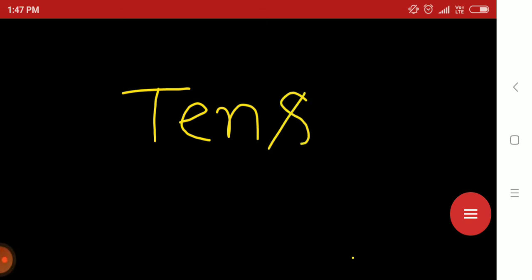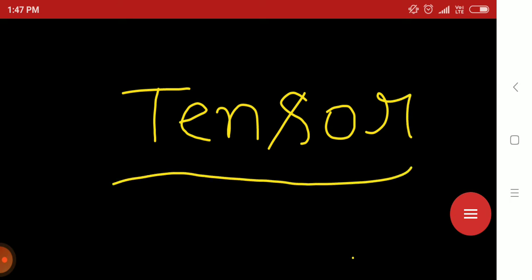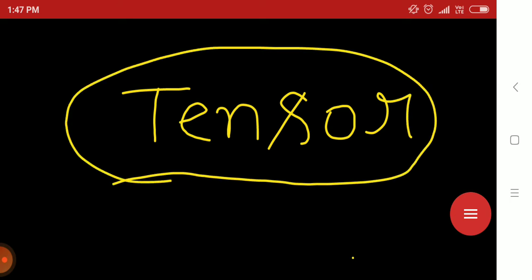Friends, today I am going to start a very important series on tensors, and it is included in the series of matrix. I am including this series in the series of matrix. So firstly, today I am going to introduce tensors, and in my next videos I will elaborate more about tensors. So let's start.